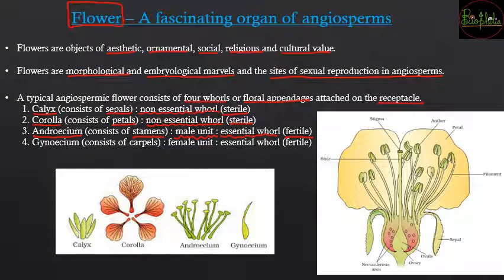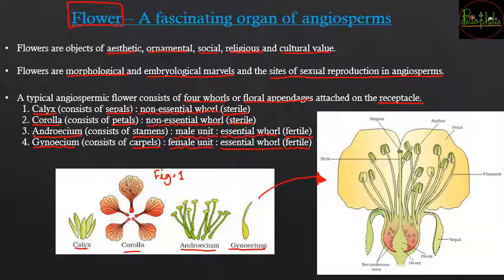Last whorl होता है, that is gynoecium, और gynoecium में आते हैं सारे carpels. Now these carpels are the female unit of the flower, and being fertile it is going to be an essential whorl. Now in the figure 1 you can locate how the calyx, the corolla, the androecium and the gynoecium actually exist, and this can be further seen in the complete diagram of flower, and you can get the labelings of this flower.